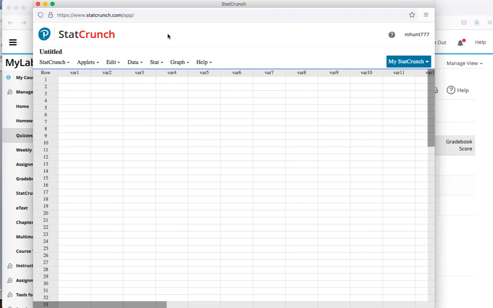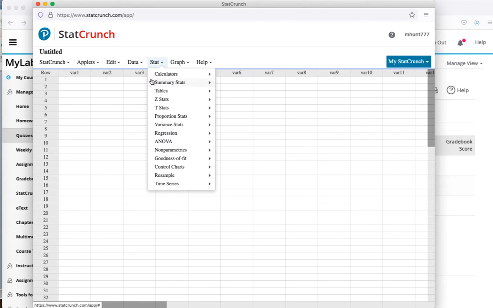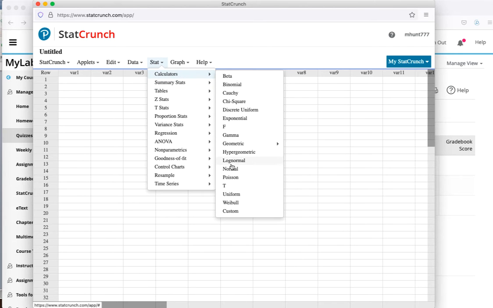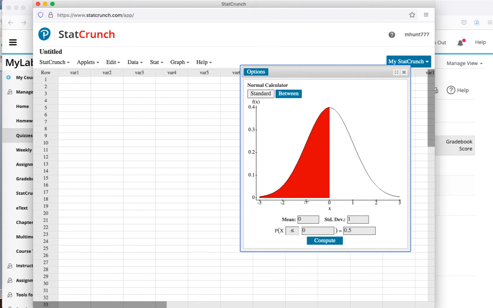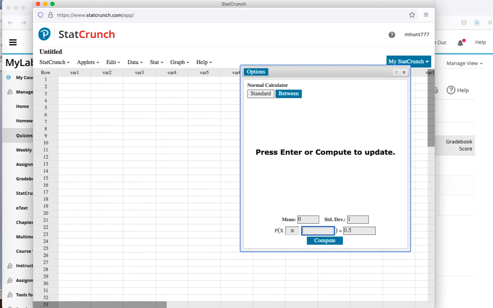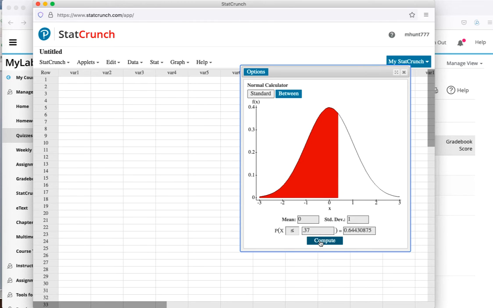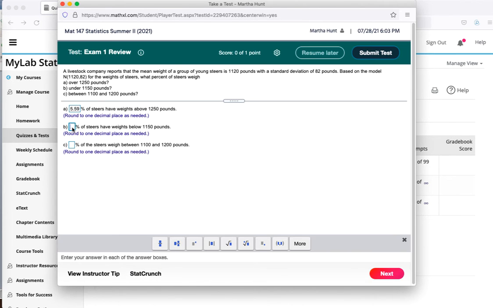and we're going to be picking calculators, normal, and this time our z-score is 0.37, and we want less than 0.37. So we're going to hit compute. And the probability is 0.644. So as a percent, that's going to be 64.4%.